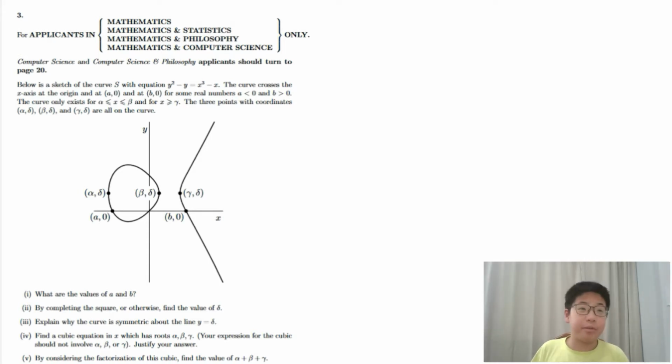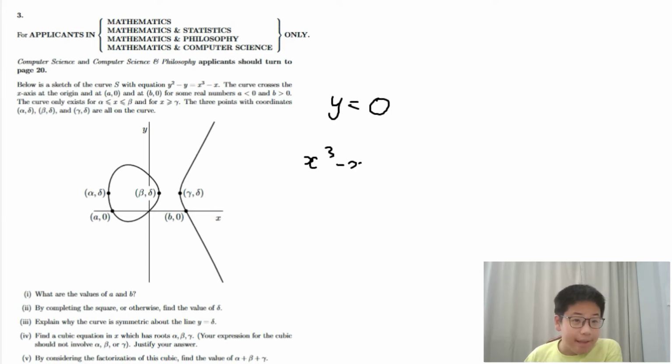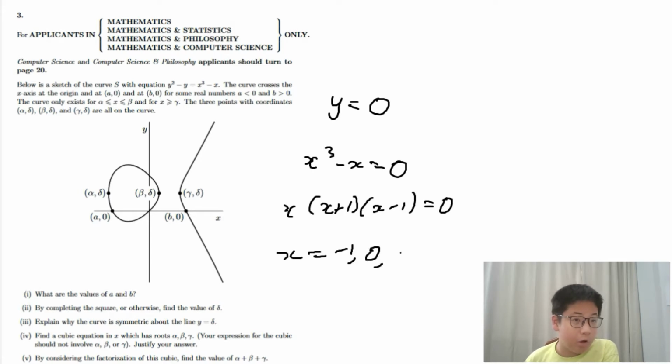So let's set y equals 0. Why? Because then we will find the x-intercept. So set y equals 0. Then this means that x cubed minus x equals 0. This also means that x times (x plus 1) times (x minus 1) equals 0. So this means x equals minus 1, 0, or 1.